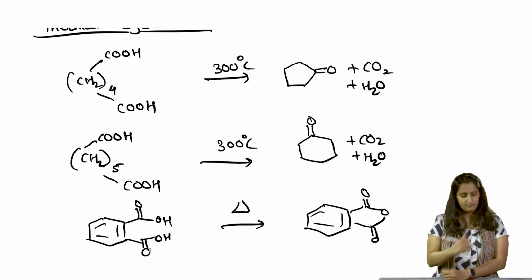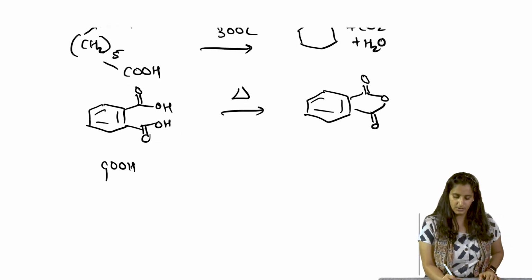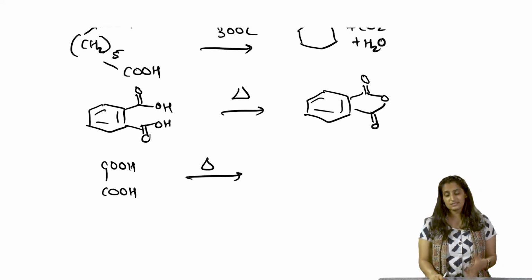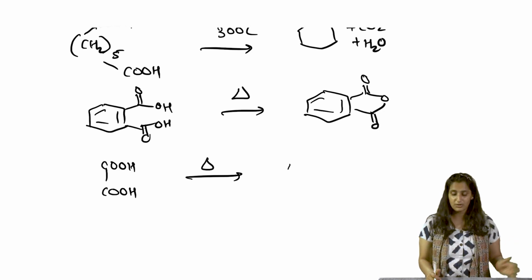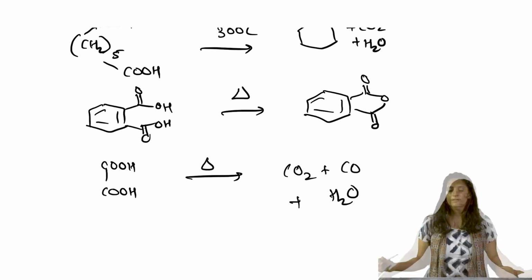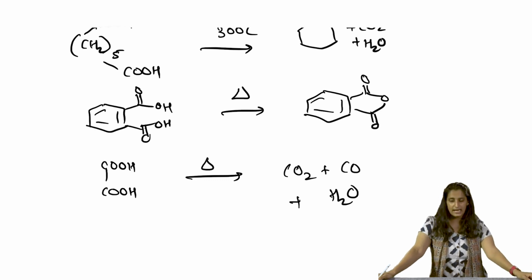Okay, wonderful. And for very small ones, for example carboxylic acids like oxalic acid, if I heat it, it is simply going to decarboxylate, giving off carbon dioxide, carbon monoxide and water. Okay. So, that is how these dicarboxylic acids react.